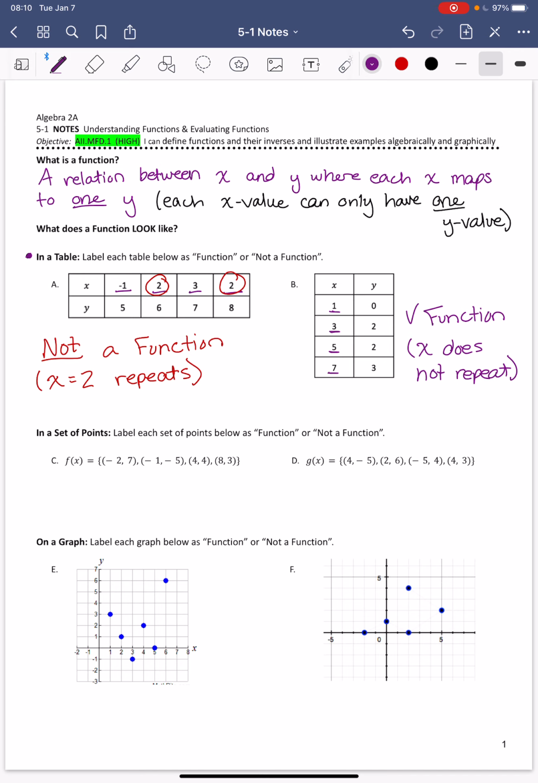Next representation is a set of points. This is pretty much just like a table. The only difference is the points are written out by themselves as a point instead of in a table separated into x and y. So again, we only care what x is doing. So each point is x comma y, so we only care about the first number. We have -2, -1, 4, and 8. And all of these numbers are different. This is what we're looking for, so this is a function.